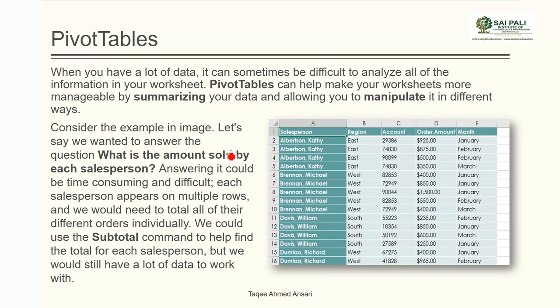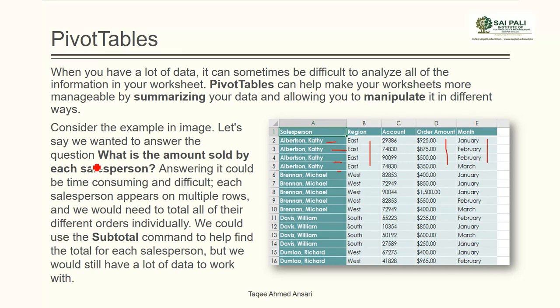When you have a lot of data, it can sometimes be difficult to analyze all of the information in your worksheet. So this pivot table can help make your worksheet more manageable by summarizing your data and allowing you to manipulate it in different ways. That means, consider this image here. We have data where we have a salesperson's name, then we have the regions, we have account numbers, we have the amount they have ordered, and we have different months.